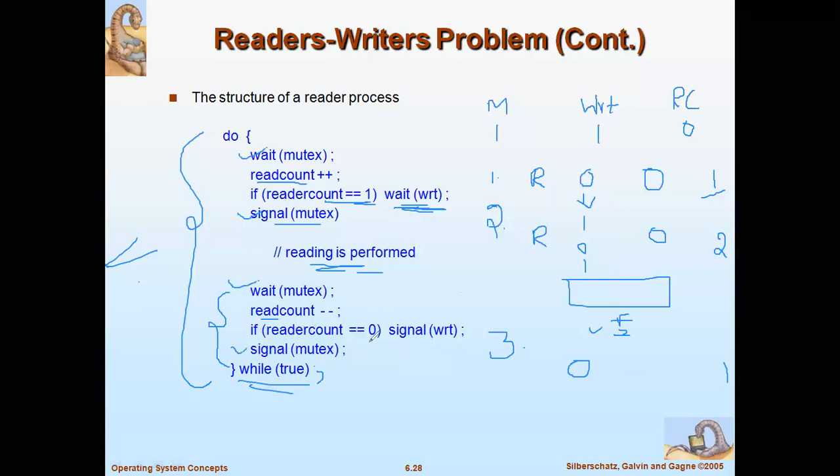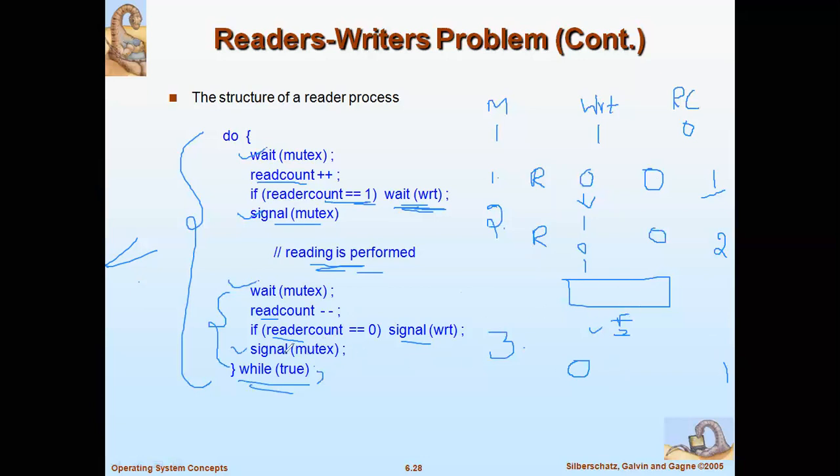Now again, if reader count equal to 0, which means there is no reader available, then we can give a chance to the writer. That is, if there is no reader process available, then we can signal the writer process to write into the file. But right now we had 2, so 1 wants to exit. So the reader count will be 1. So this condition is going to be false, because there is still one existing reader reading from the file.